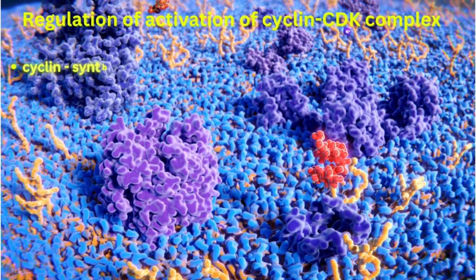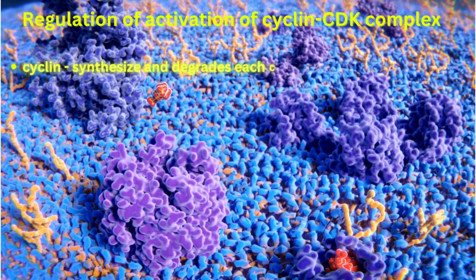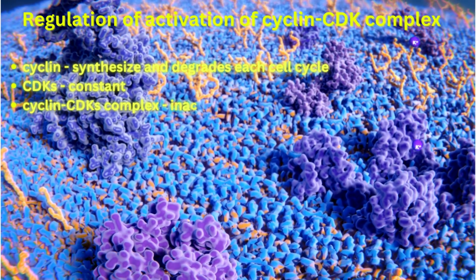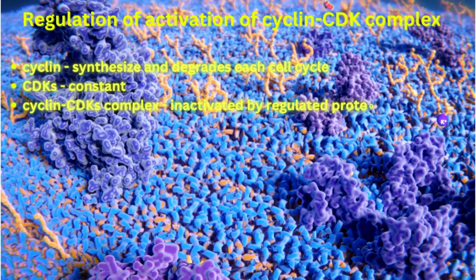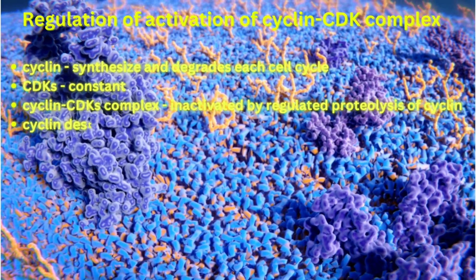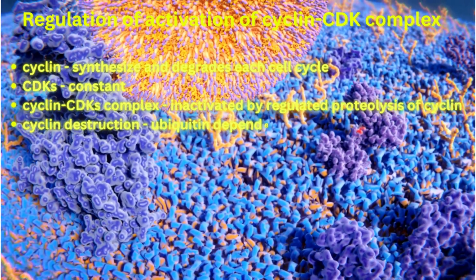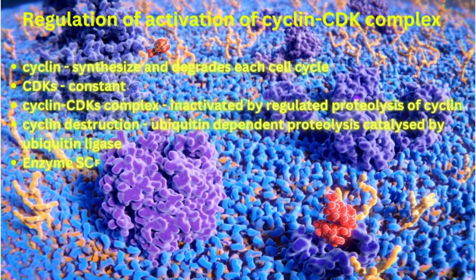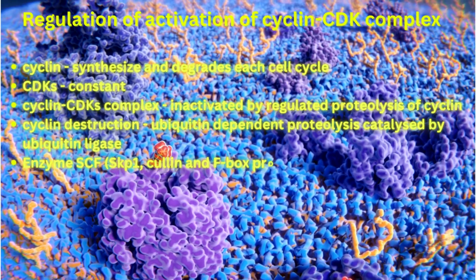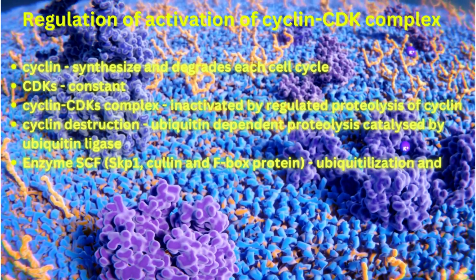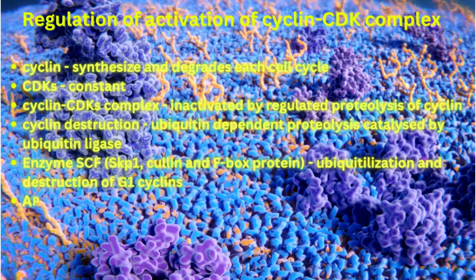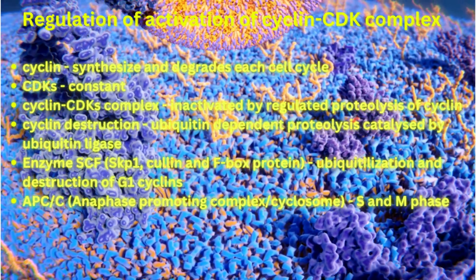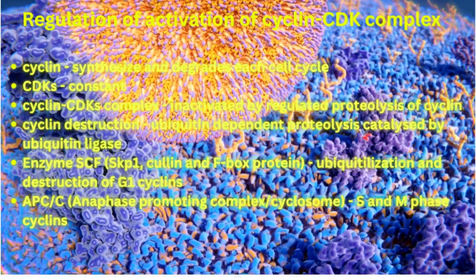Regulation of activation of cyclin CDK complex. Cyclins are synthesized and degraded each cell cycle, but CDKs are constant. Cyclin CDK complexes are inactivated by regulated proteolysis of cyclin. Cyclin destruction is ubiquitin-dependent proteolysis catalyzed by ubiquitin ligase enzyme. SCF, SKP1, cullin and F-box protein, is responsible for ubiquitination and destruction of G1 cyclins. APC/C or anaphase promoting complex/cyclosome for S and M phase cyclins.